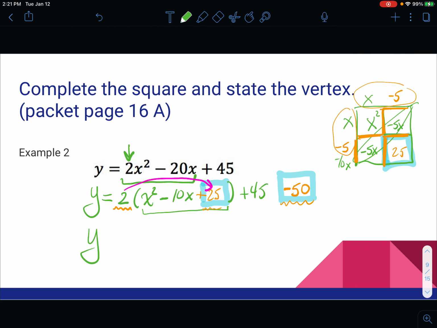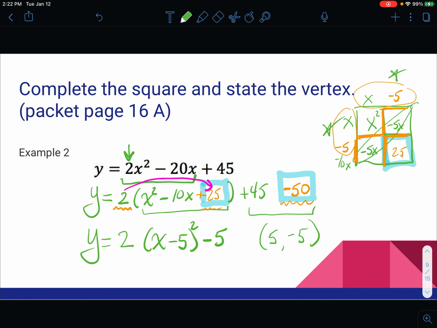All right, so let's write this. Y equals 2. Now remember, we said it's x minus 5 times itself. That's the factor, x minus 5 quantity squared. And then we take 45, take away 50, is minus 5. So my vertex is 5, negative 5.